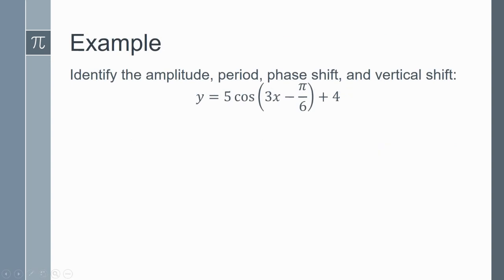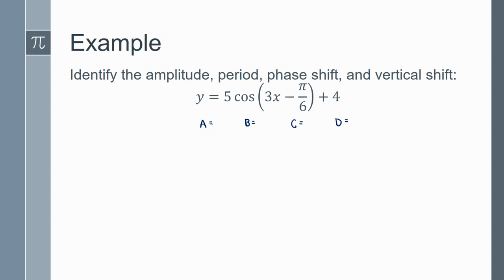So before we even graph, let's look at a problem and just identify all the pieces. We want to identify the amplitude, the period, the phase shift, and the vertical shift. We've got y equals 5 times the cosine of 3x minus pi over 6 plus 4. To do these types of problems, the first thing we want to do is identify our a value, b, c, and d, because those letters are going to help us then find the four things that we're looking for.